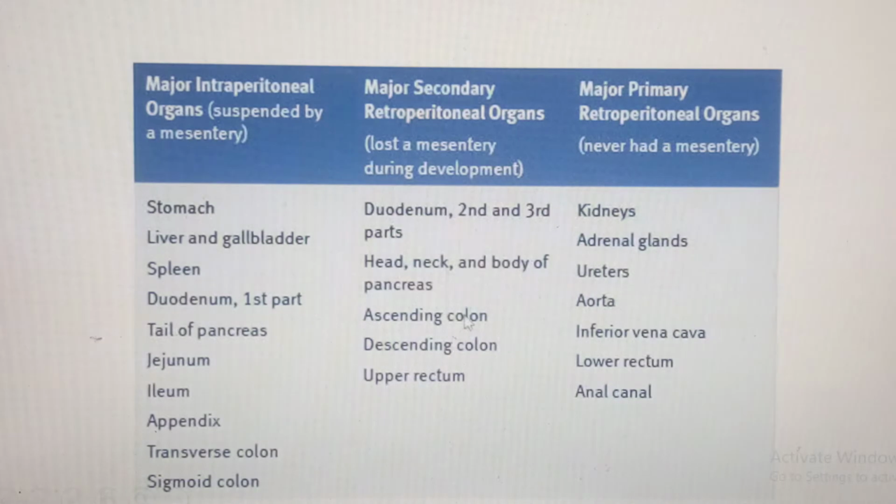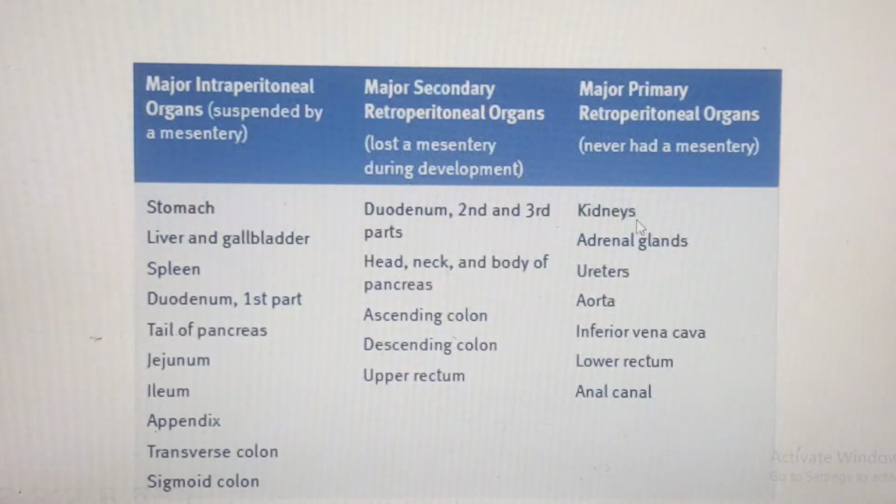Then we also have what we call the ascending colon, yes, the descending colon, and the upper portion of the rectum. These ones, the ascending colon, descending colon, even the cecum, are in close relation with the other portions of the colon. And that is why they may have some, but at the end of the day, they lost it during development. Now, for the primary retroperitoneal organs, they never had mesentery.